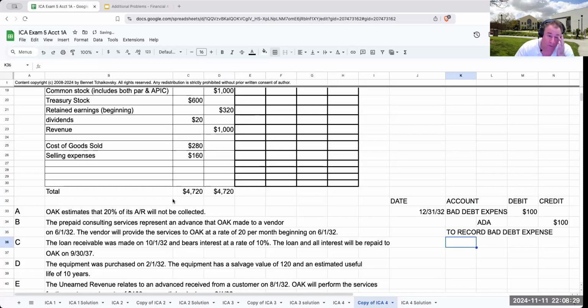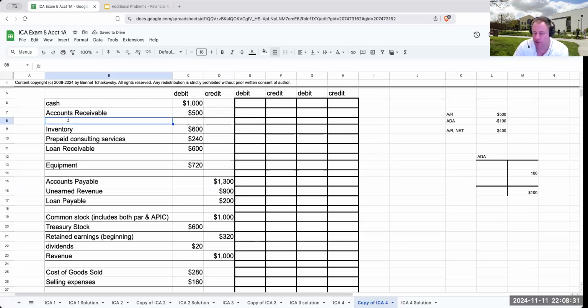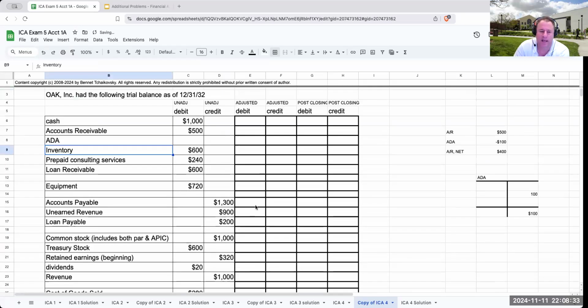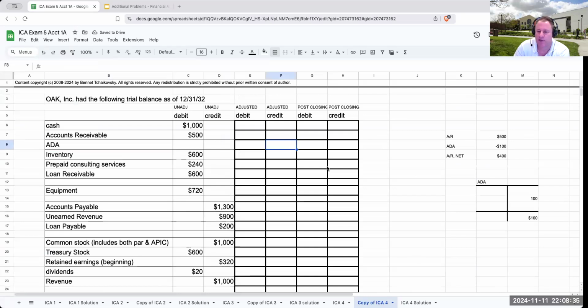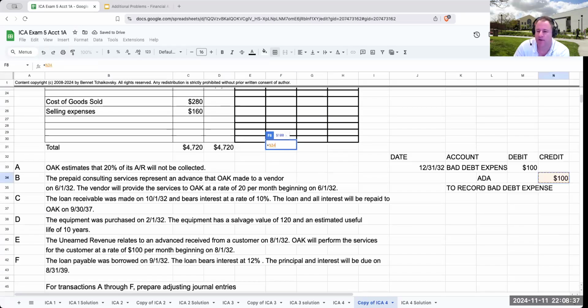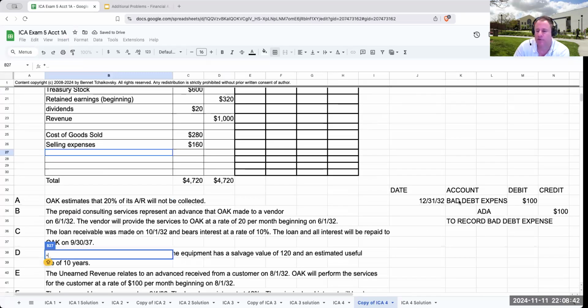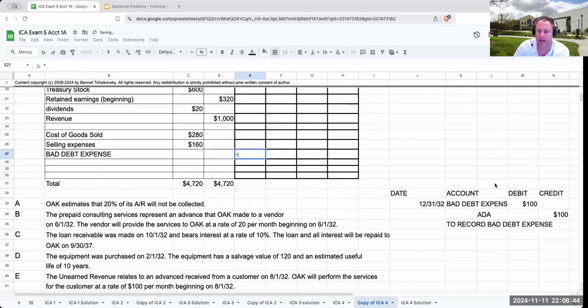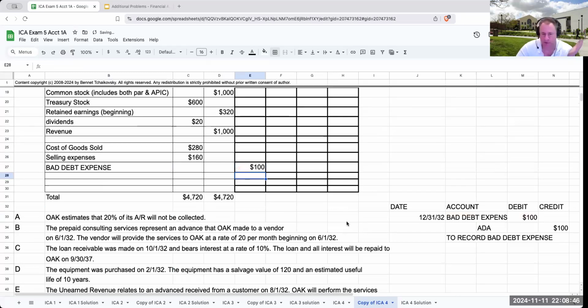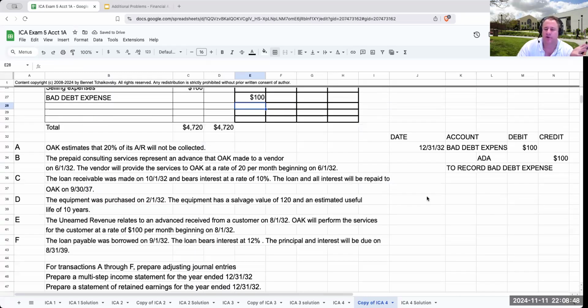So how do I go through and do this? I'm going to show ADA on my adjusted credit. This is going to be for 100. And then down below selling expenses, I'll have bad debt expense for 100. So I've gone through and I've posted those over here, and this is for letter A. Let's go ahead and go to letter B.